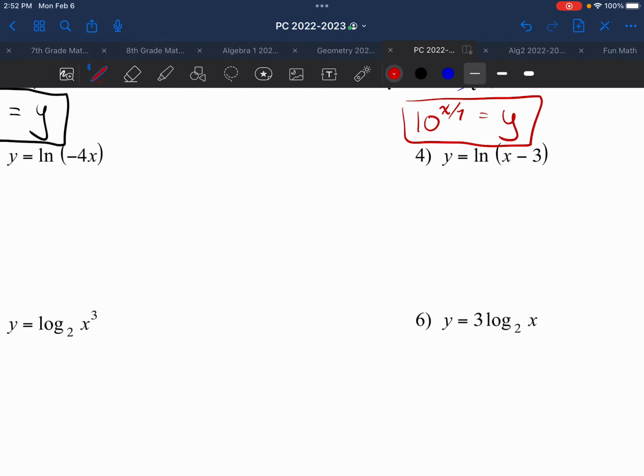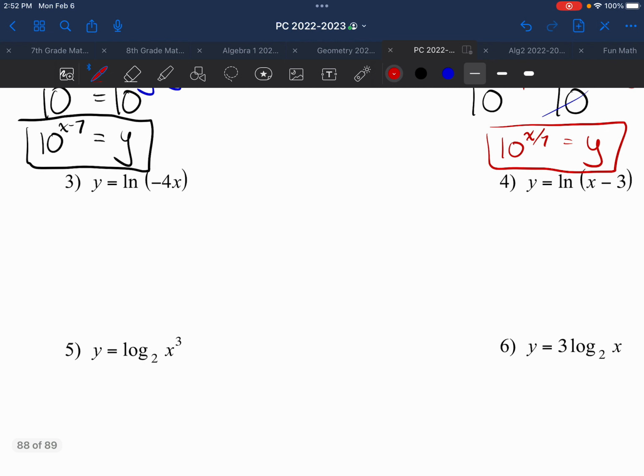All right, number 3. Again, switch your x and your y. What do we got here? We get x is equal to natural log of negative 4x inside the parentheses. So what is natural log? Well, that's technically log base e. If you ever just see an ln, you read that as natural log, but it's technically log base e. So we don't have anything outside the parentheses to undo.